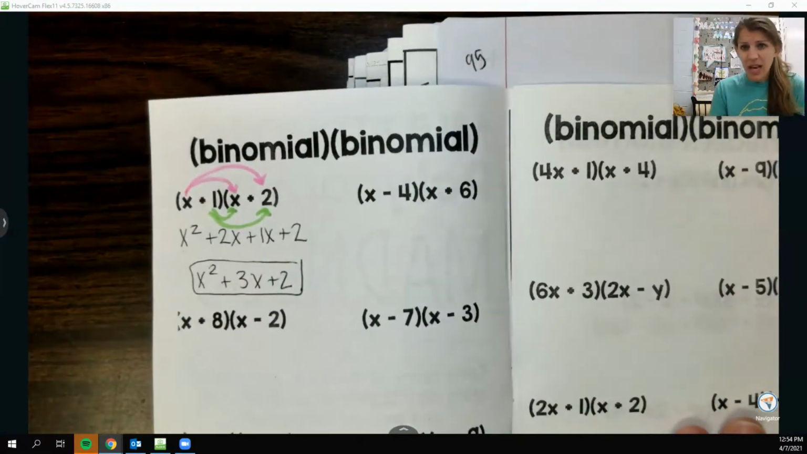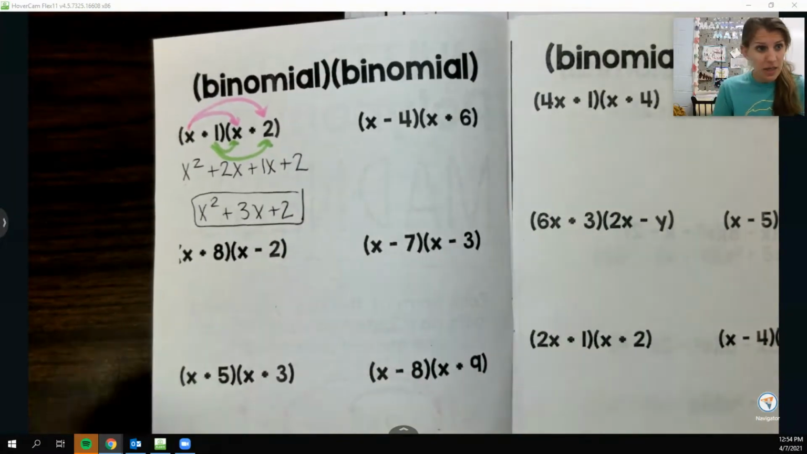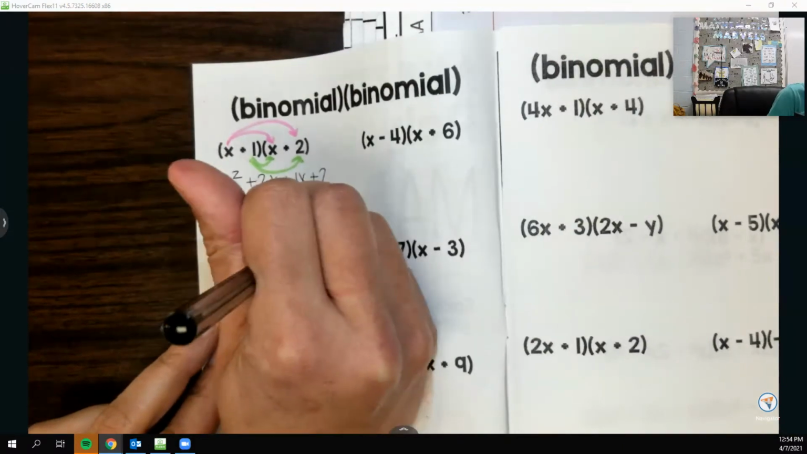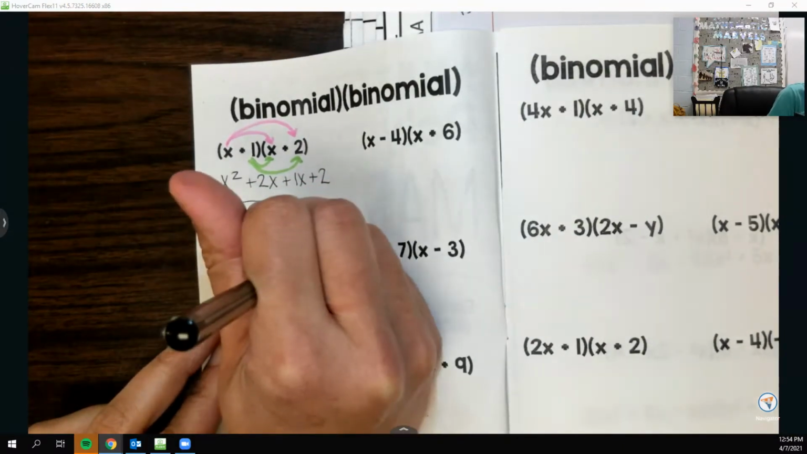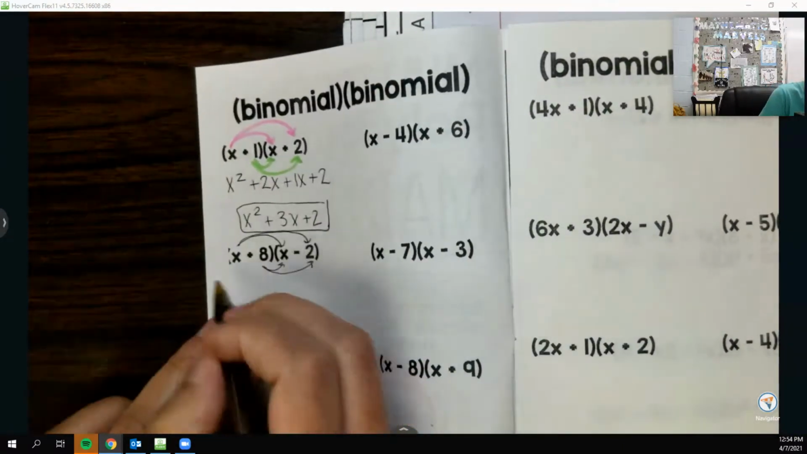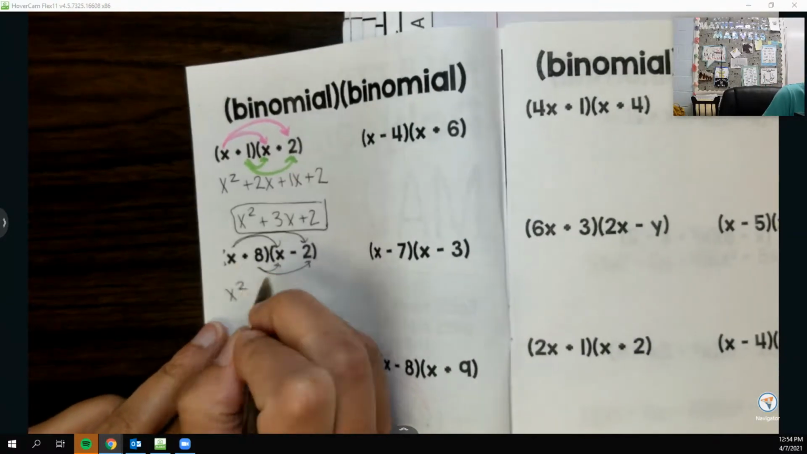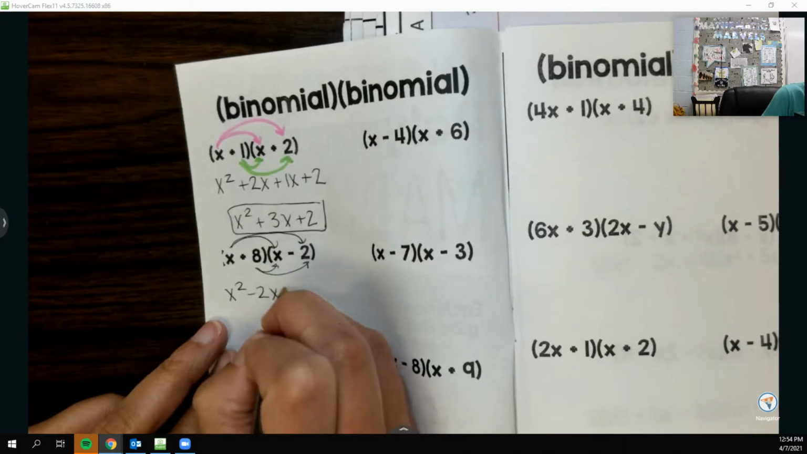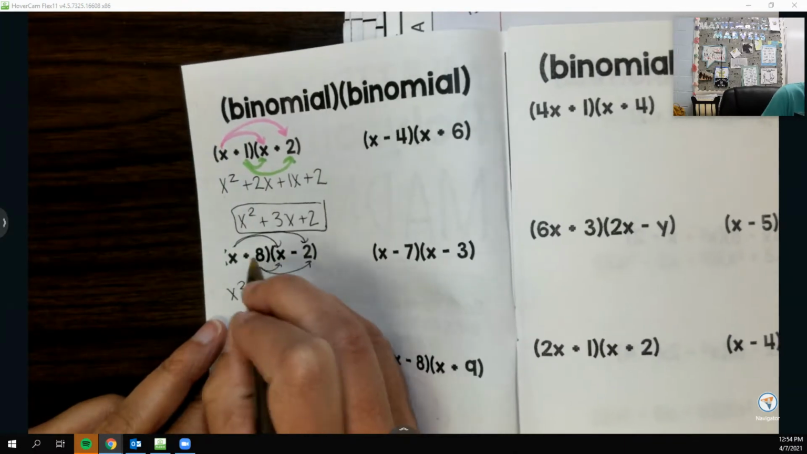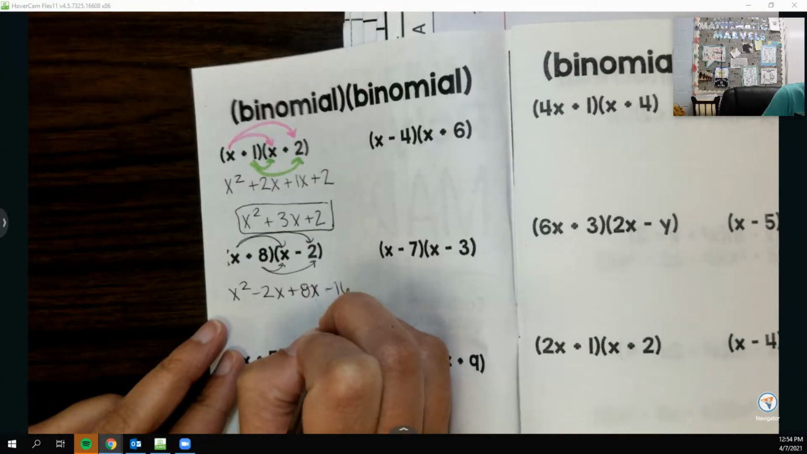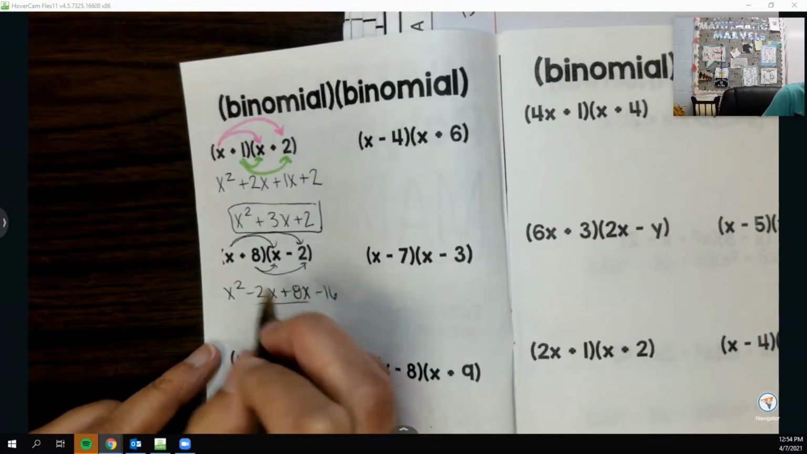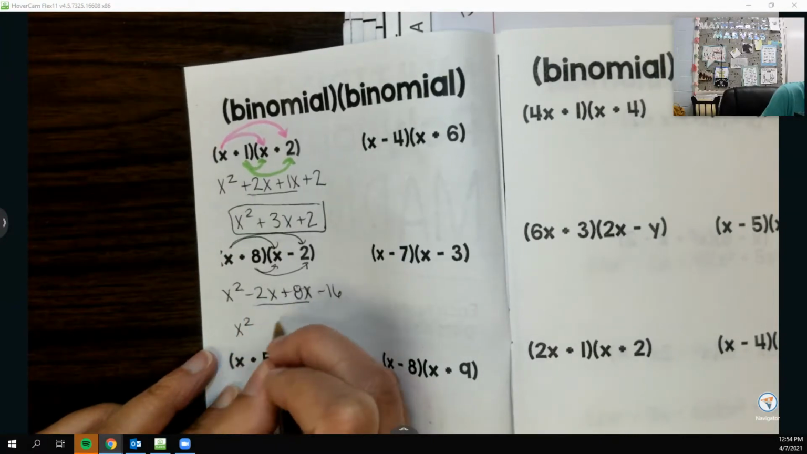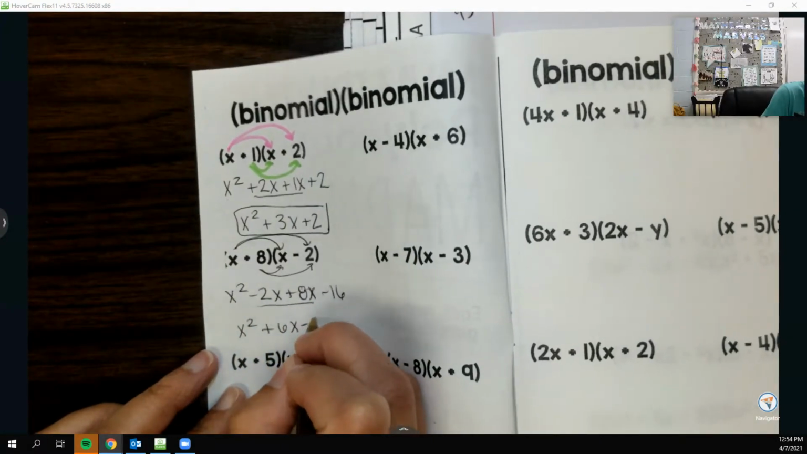So kind of continuing that with this one, and then I'll show you another way to do it. If we take this first one and distribute it to both, and then take the second and distribute to both, so I distribute twice, I get x times x for x squared, x times negative 2 for negative 2x. In the center here, I get positive 8x and negative 16. Combine like terms in the middle. They always seem to be in the middle. So I'll have x squared plus 6x minus 16.